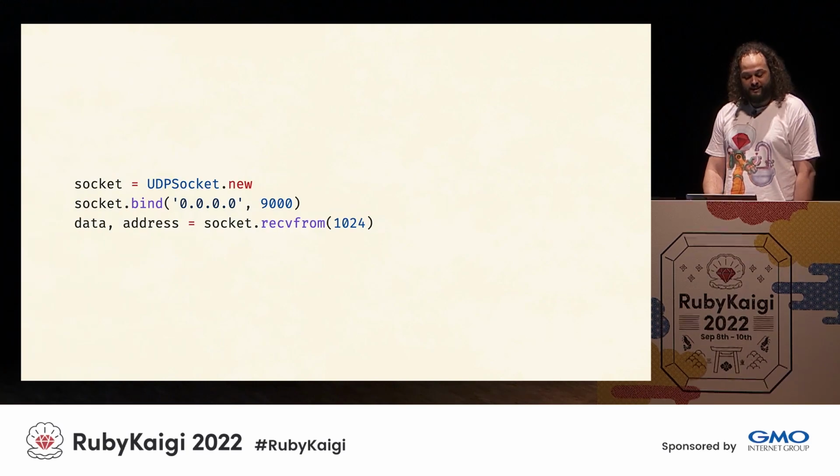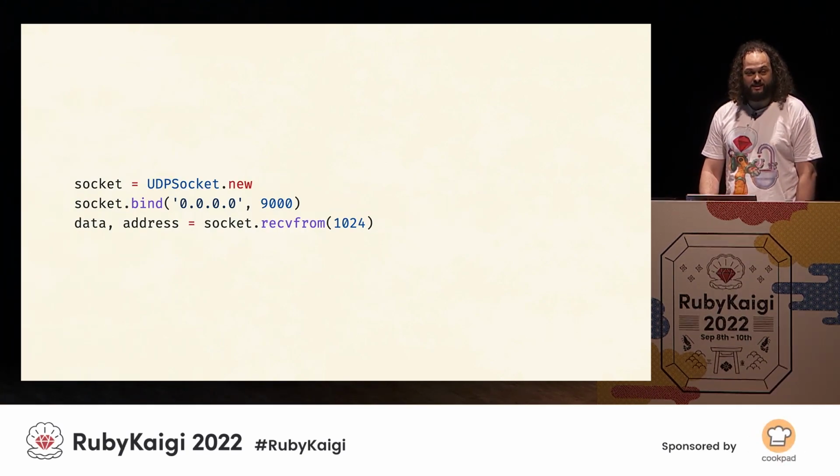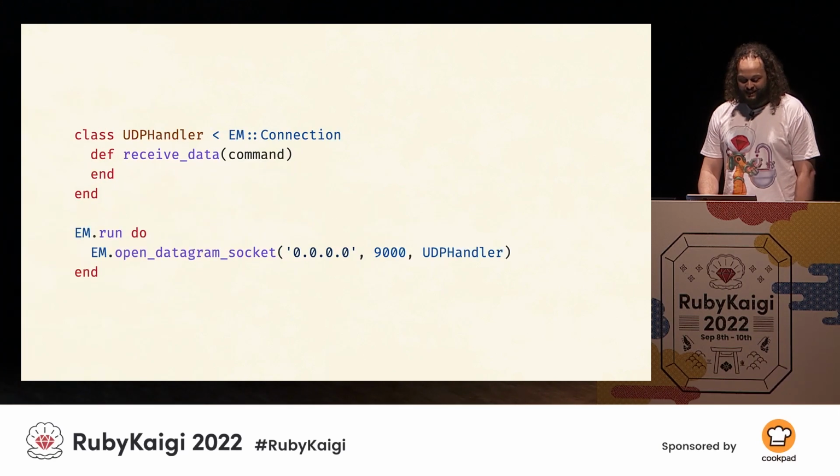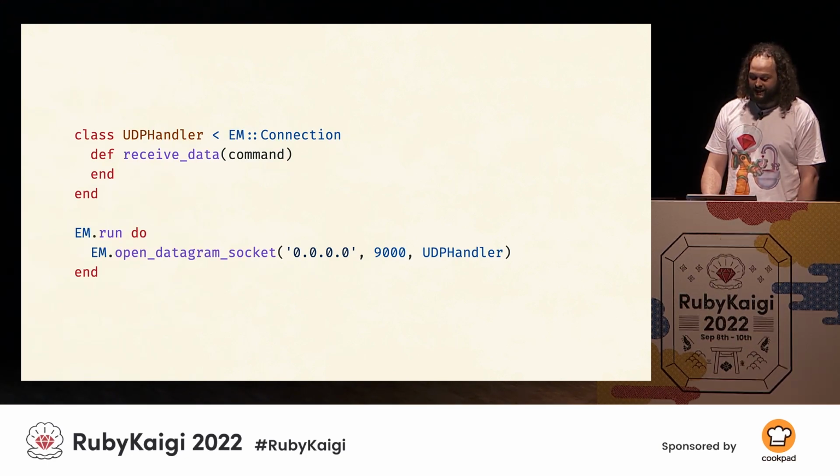Ruby's native UDP interface is pretty straightforward. You create a socket, bind, and receive data. Event Machine is completely different. It uses a different method for creating and binding sockets, and a callback instead of the more traditional interface for receiving data.